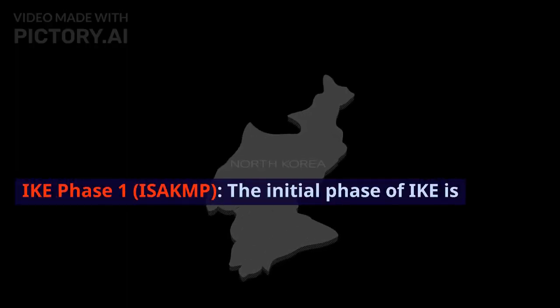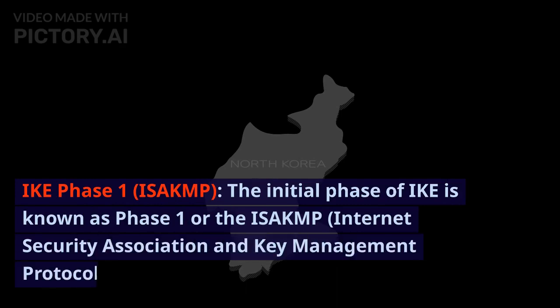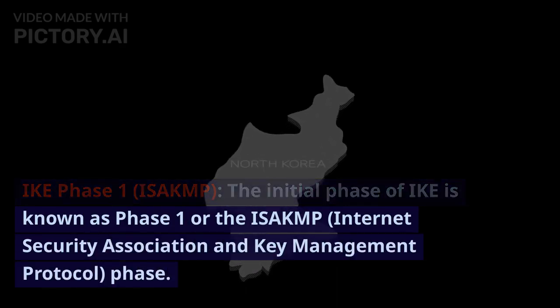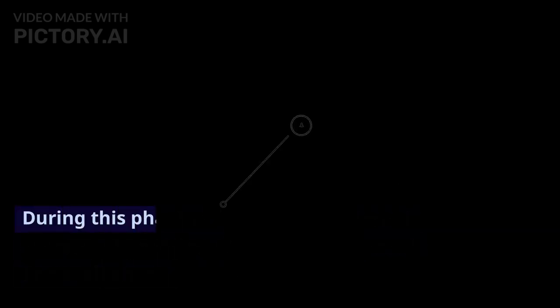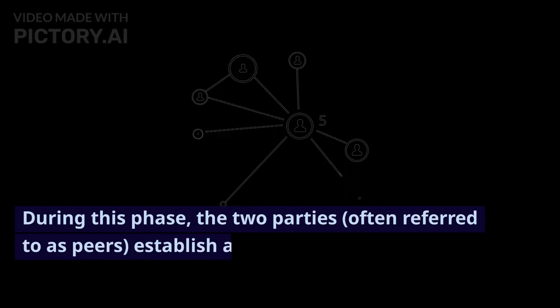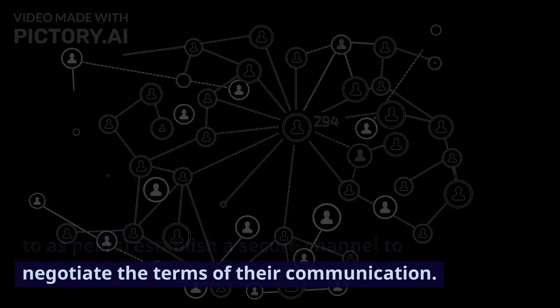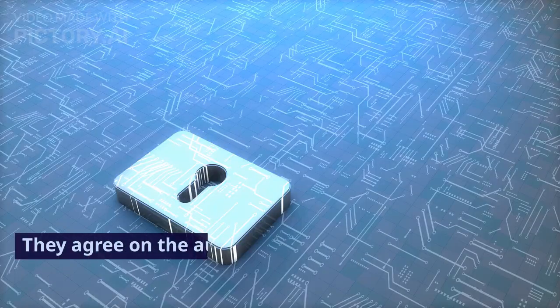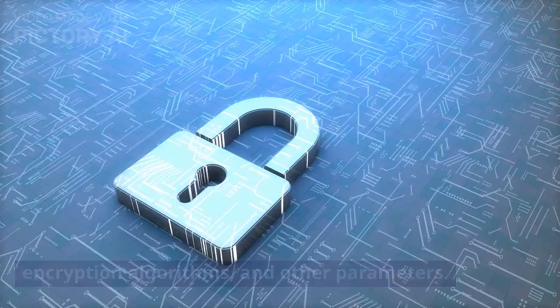IKE Phase 1, ISAKMP. The initial phase of IKE is known as Phase 1 or the ISAKMP, Internet Security Association and Key Management Protocol, phase. During this phase, the two parties, often referred to as peers, establish a secure channel to negotiate the terms of their communication. They agree on the authentication methods, encryption algorithms, and other parameters.